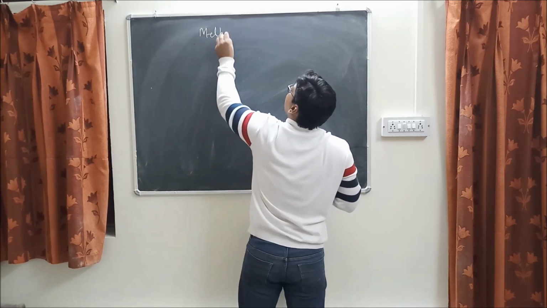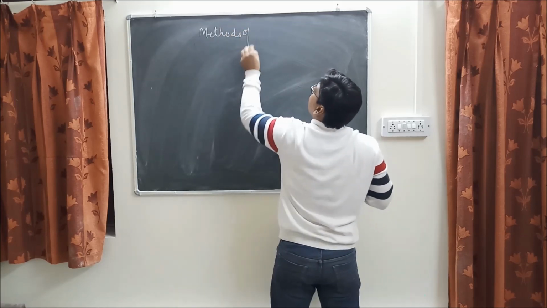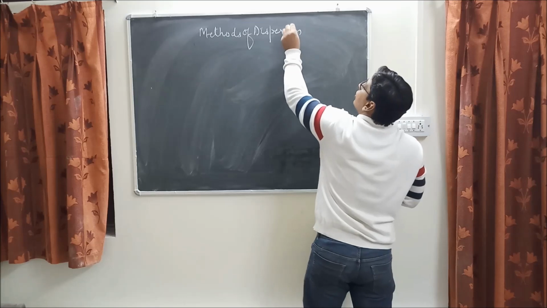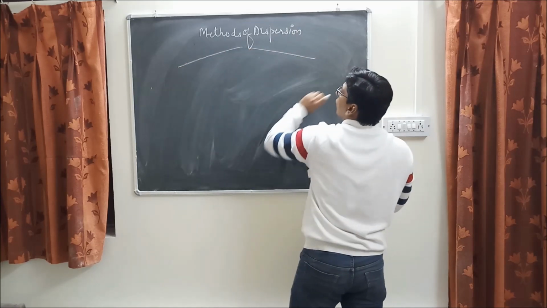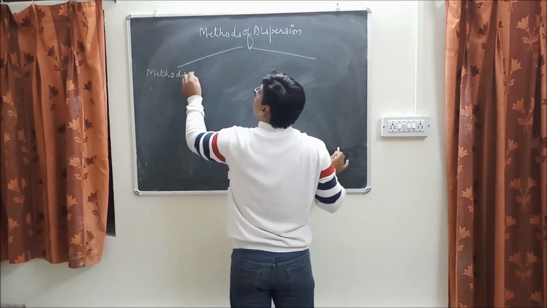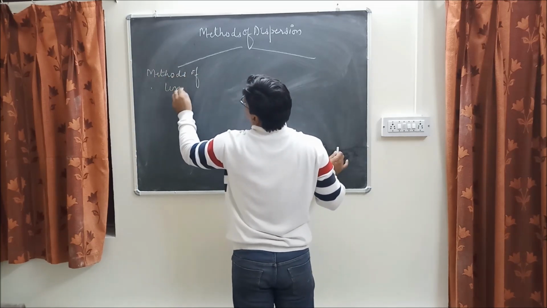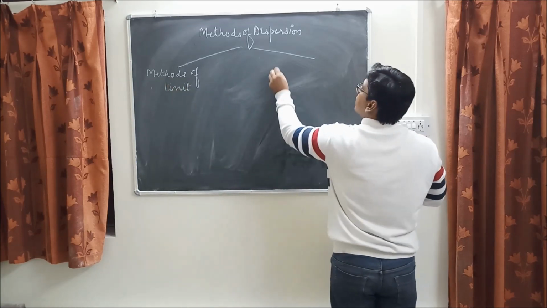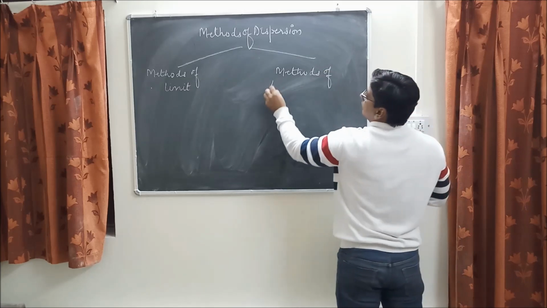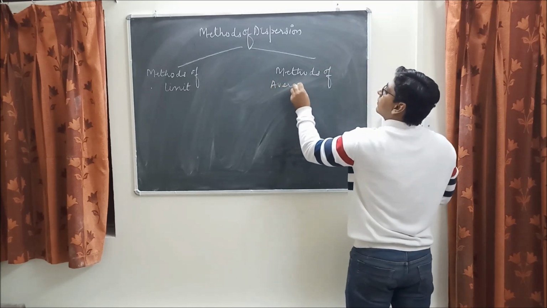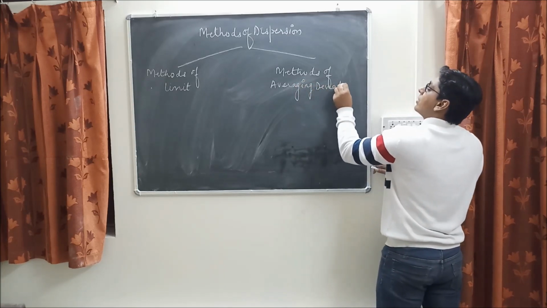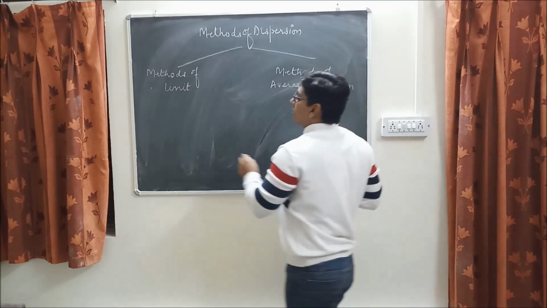Methods of dispersion. There are two methods for the dispersion. One is methods of limit and another is methods of averaging deviation.